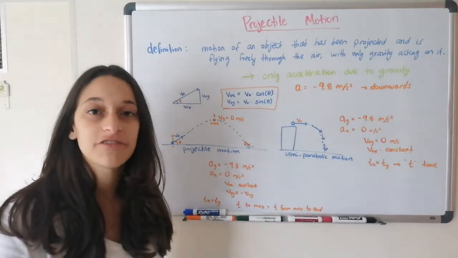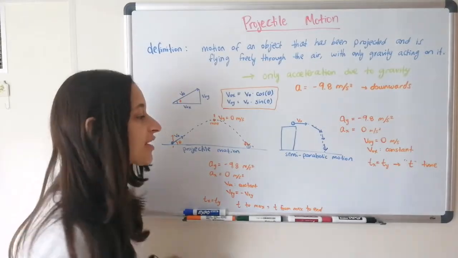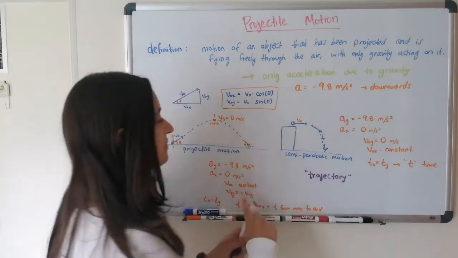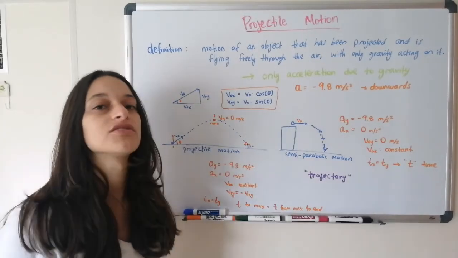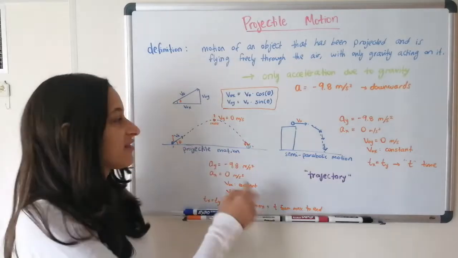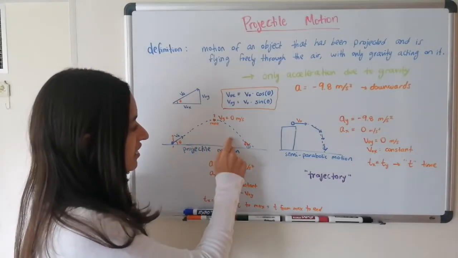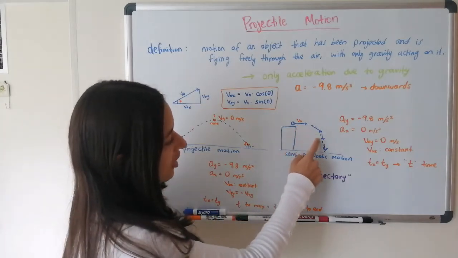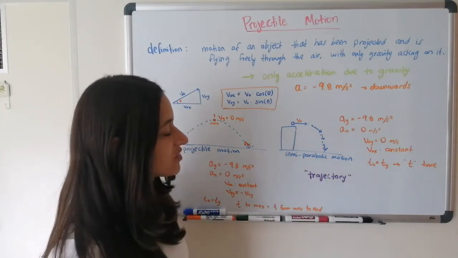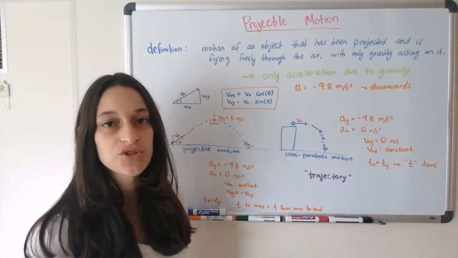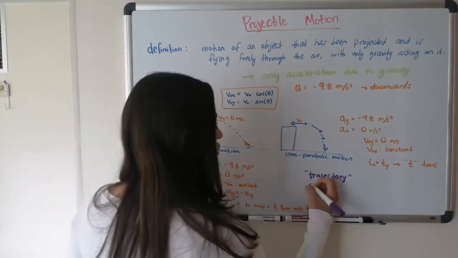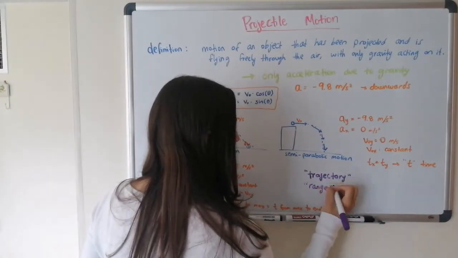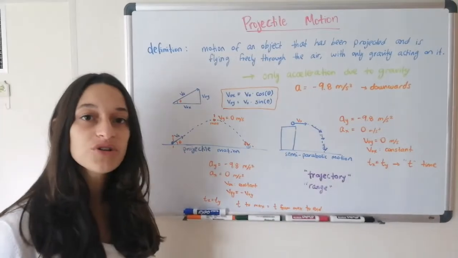A couple of definitions as well that can help you in case you don't know. Trajectory, that I've been using, means the path that a projectile takes. Trajectory is just the path. So this dotted line here would be the trajectory of a projectile, and this dotted path here is the trajectory in a semi-parabolic motion. That's trajectory. And the other important word is called range. Range is the horizontal distance.